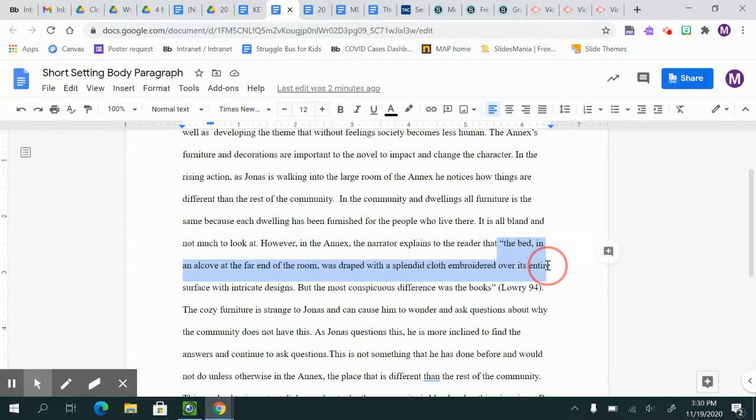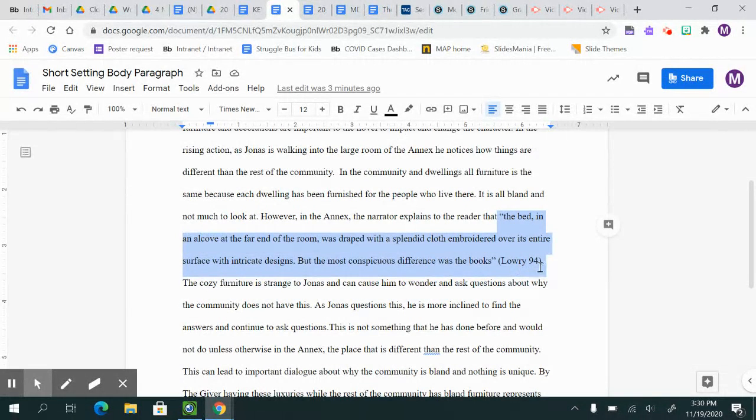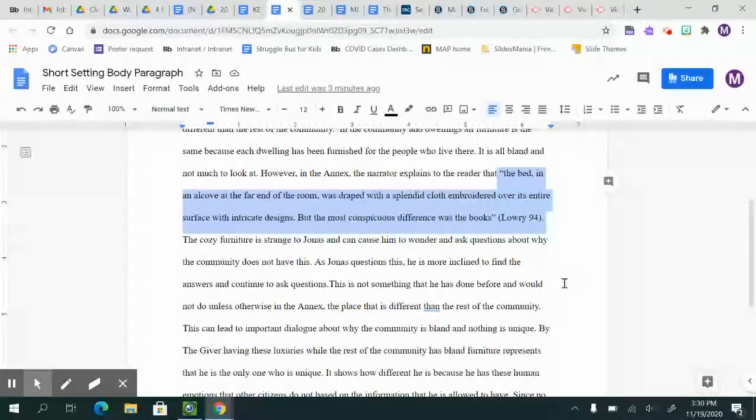"The bed in the alcove at the far end of the room was draped in splendid cloth embroidered over its entire surface with intricate designs, but the most conspicuous difference was the books." You have your quote, then you have your citation, Lowry 94. You have to use the page numbers because this is where it's found in the book. You are not counting paragraphs, but you are counting page numbers. So if I were to go to my book and look at page 94, I'll be like, oh, yep, here it is, the part that they were talking about.